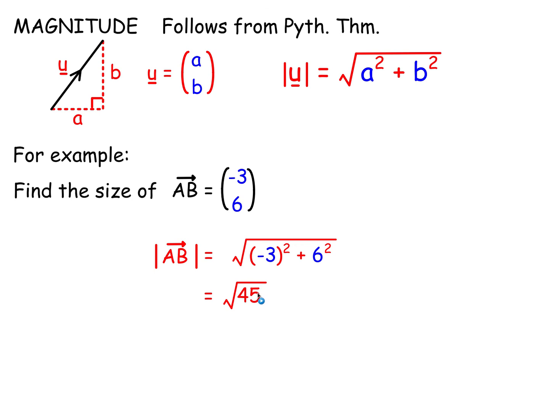Separate videos on that if you haven't looked at that before, but whenever you get an answer from Pythagoras' theorem and it's a square root and it's not an exact answer, it can sometimes be simplified. This can be written as root 9 times root 5, which will then become 3 root 5. So the size of the line there, represented by AB, is 3 root 5. The distance between point A and point B is 3 root 5 units.